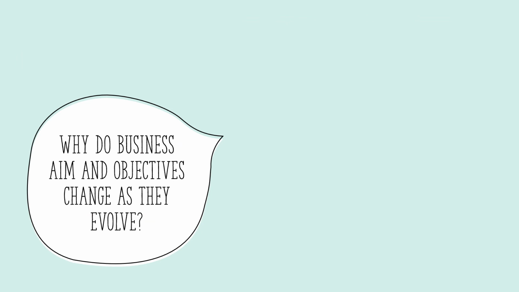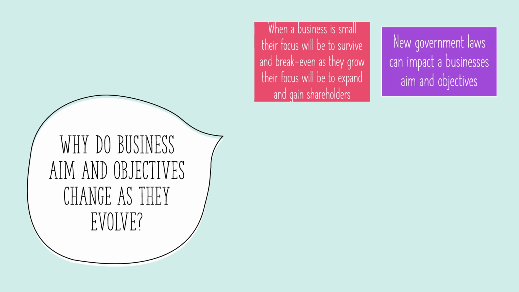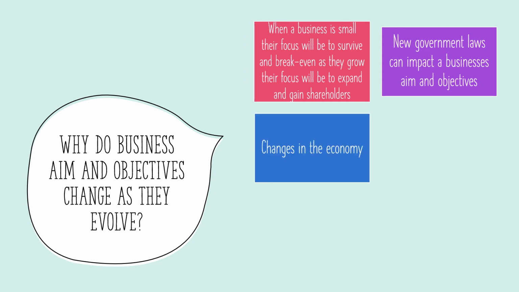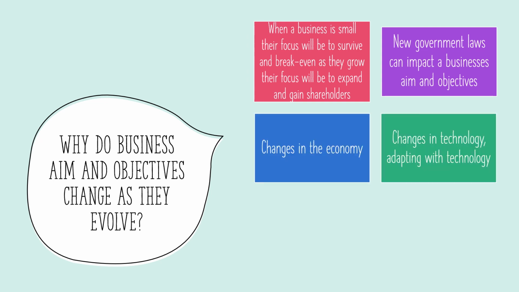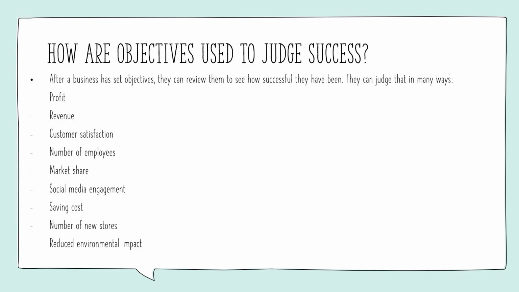Why do business aims and objectives change as they evolve? When a business is small, their focus will be to survive and break even. As they grow, their focus will be to expand and gain shareholders. New government laws can also impact a business's aims and objectives. It could be because of changes in the economy, changing technology and adapting with technology, and changing environmental and ethical standards. How are objectives used to judge success?